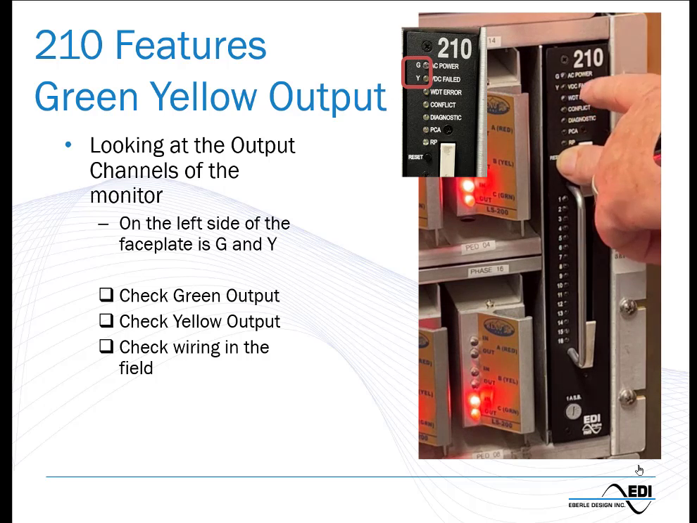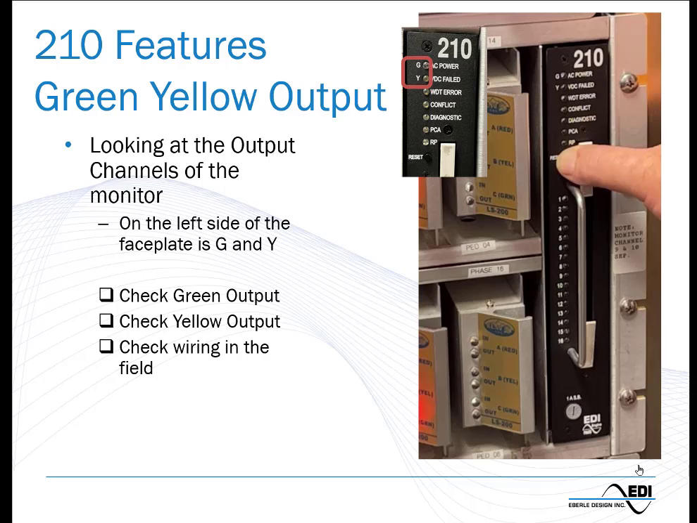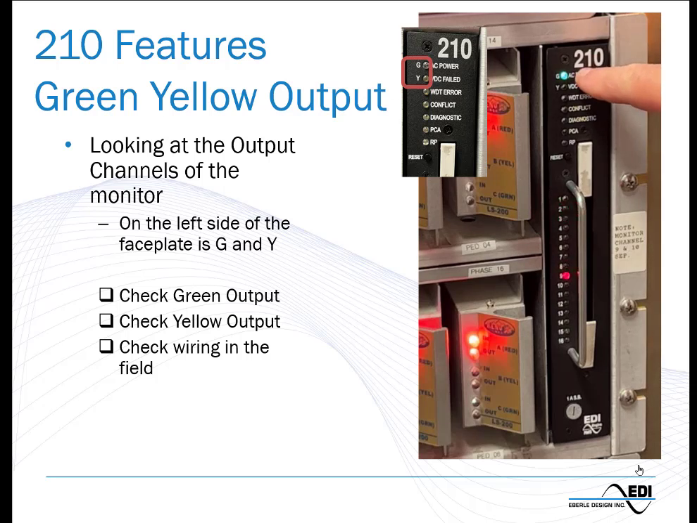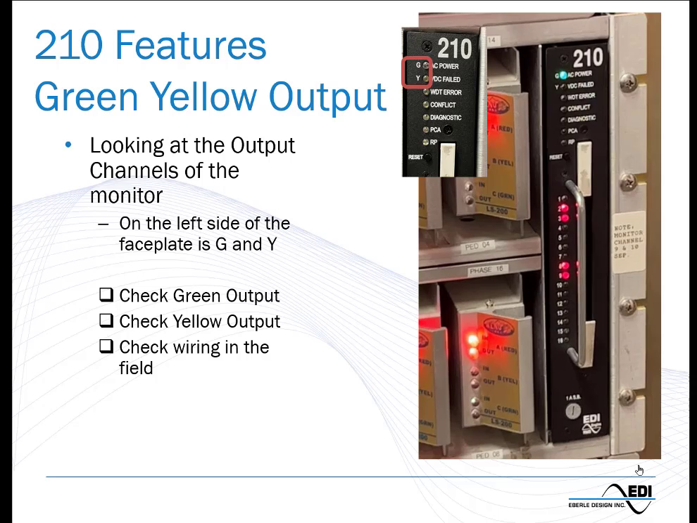When you release the reset, it's going to go back to normal operations. We're still monitoring yellows, 1 and 7, and we release. Now with the green light on, it lets you know what is going on in the field on the greens and the yellows.